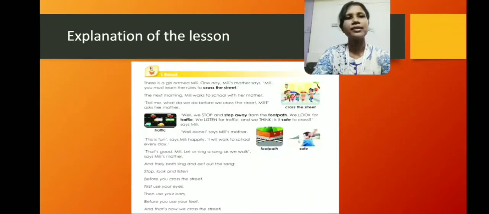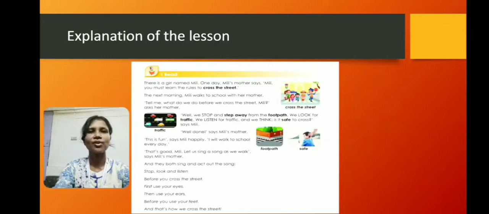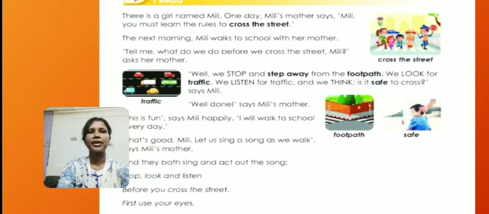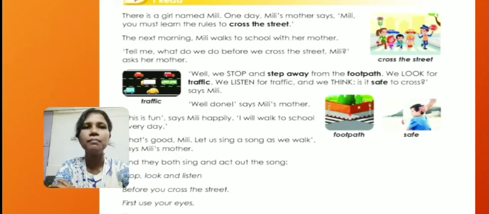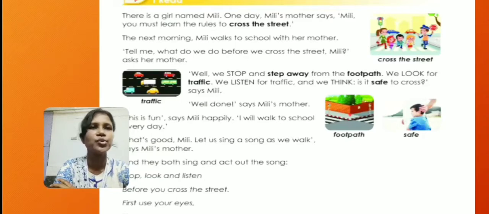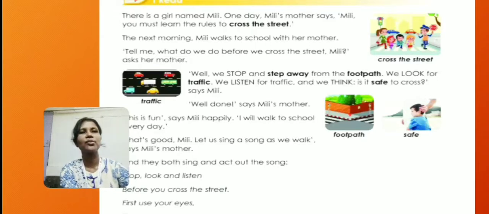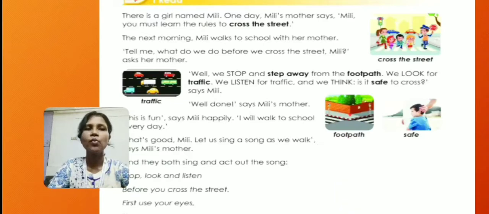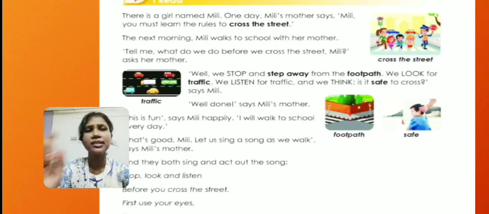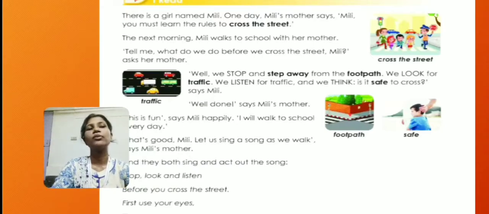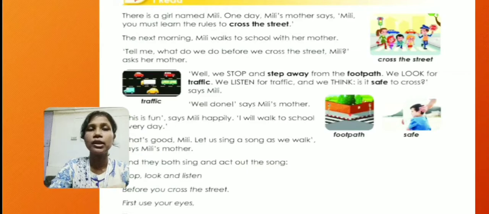Okay, now let us come towards the explanation of the lesson. I will be explaining the lesson to you. Here I go. There is a girl named Mili. One day, Mili's mother says, "Mili, you must learn the rules to cross the road." So, who is the main character of the story? The main character of the story is Mili. Mili is the name of a small girl. And what happened? One day, Mili's mother says that you must learn the rules of crossing the road, how to cross the road. Okay, you should learn the rules.